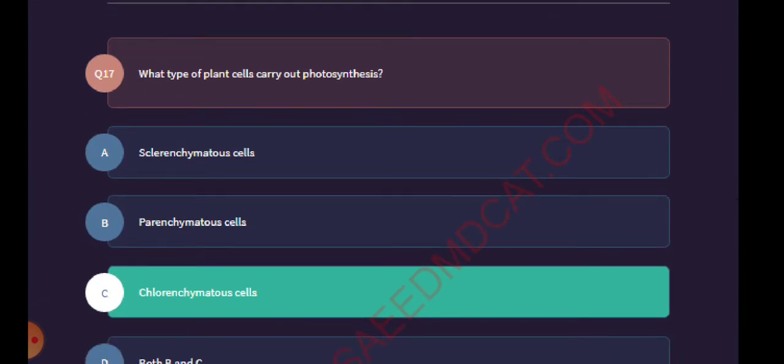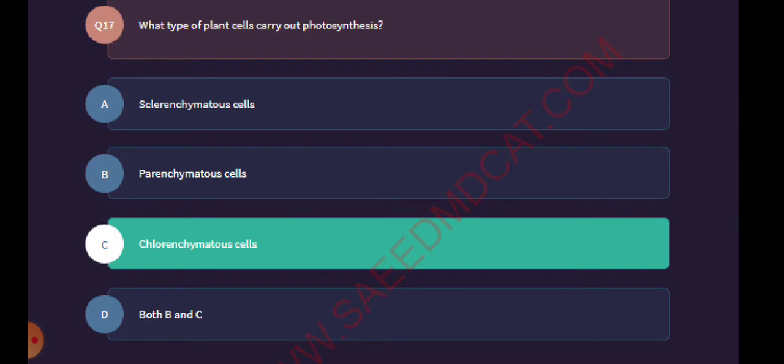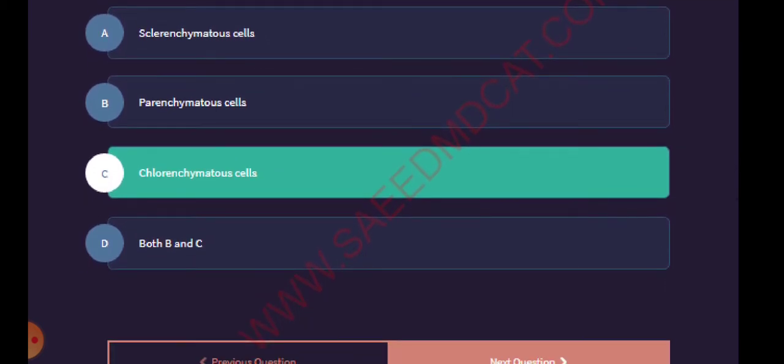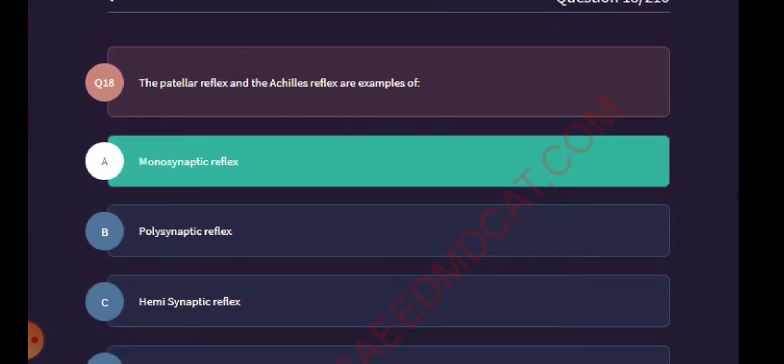What type of cells carry out photosynthesis? Collenchymatous cell. The patellar reflex and the Achilles reflex are examples of monosynaptic reflex. Monosynaptic reflex.